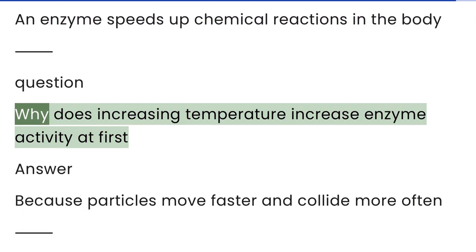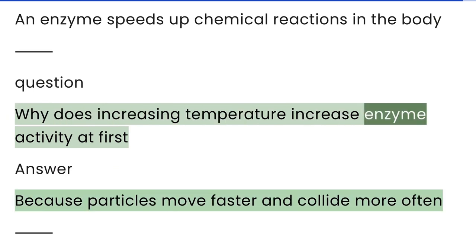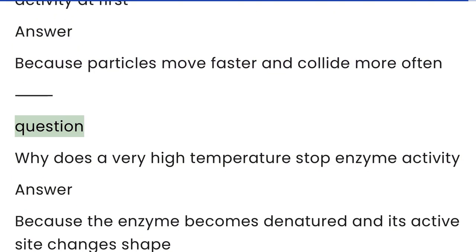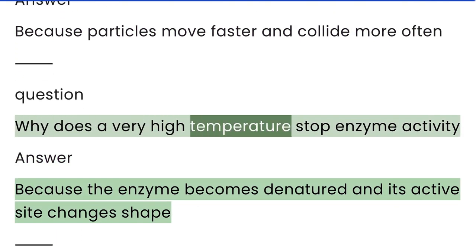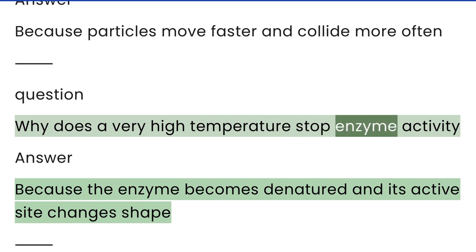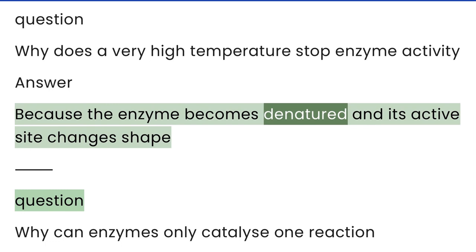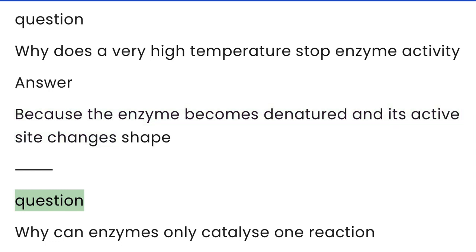Question: why does increasing temperature increase enzyme activity at first? Because particles move faster and collide more often. Question: why does a very high temperature stop enzyme activity? Because the enzyme becomes denatured and its active site changes shape.